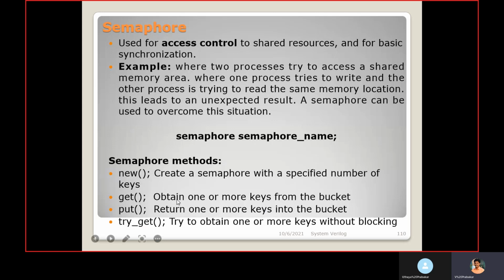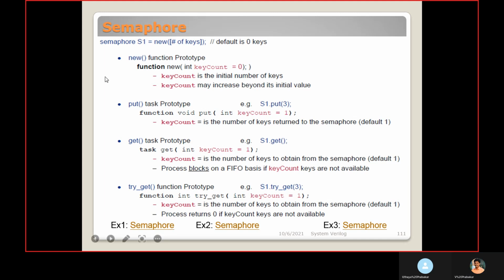Get is used to obtain one or more keys from the bucket or from the semaphore, and put is used to return the key into the bucket or semaphore. Try_get tries to obtain one or more keys without blocking. So try_get is a non-blocking one. These are the prototype methods available by default.